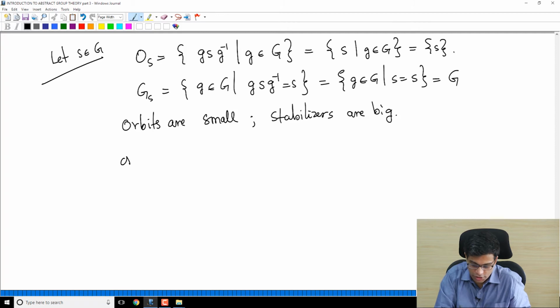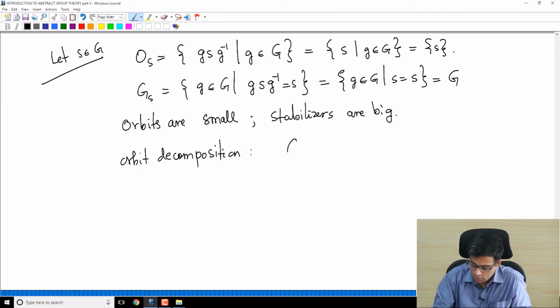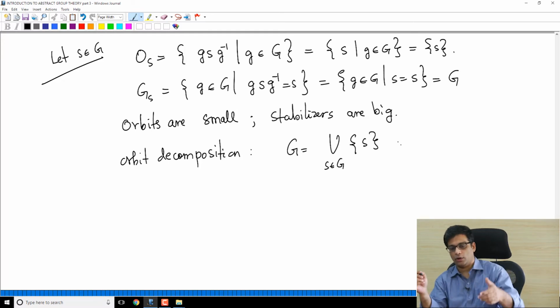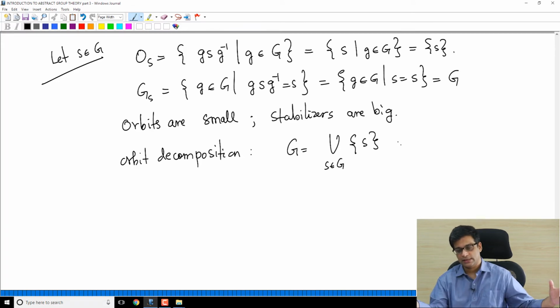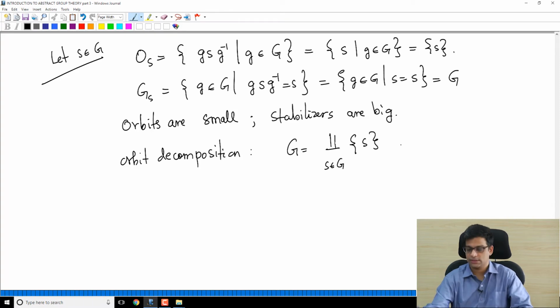So orbit decomposition would be: G would be a union of singleton elements. Earlier there is only one orbit in the previous example, so there is just one orbit. Here there are as many orbits as there are elements of the group. Okay, so this is the orbit decomposition.